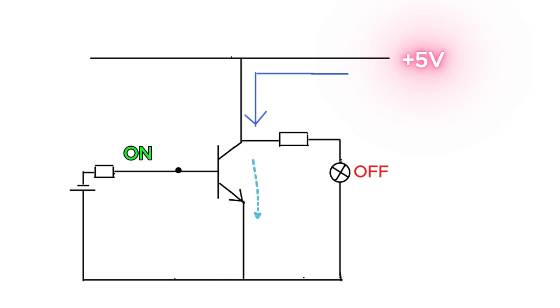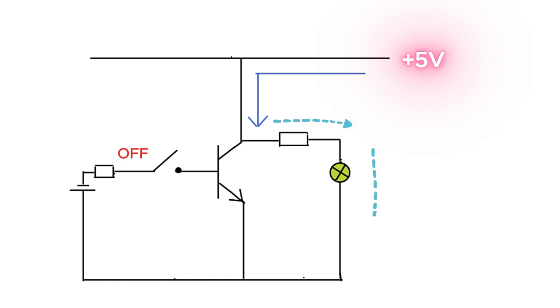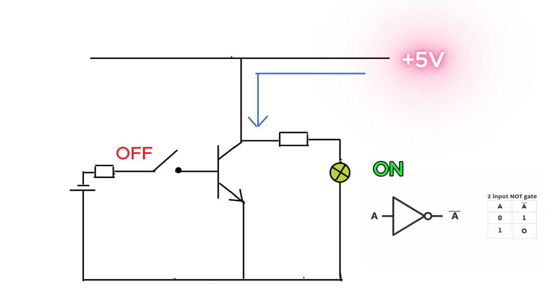What if we release the switch? Now at this point, since current chooses the path of less resistance, it's going to choose the path of the LED. Since the path of the transistor is open, it cannot flow to the emitter, so it's going to choose the path of the LED and turn it on. So that's basically how a NOT gate operates. So if it's on, it's going to be off at the output. If it's off in the input, it's going to be on in the output through the LED. So that's basically what a NOT gate is and how a NOT gate operates.